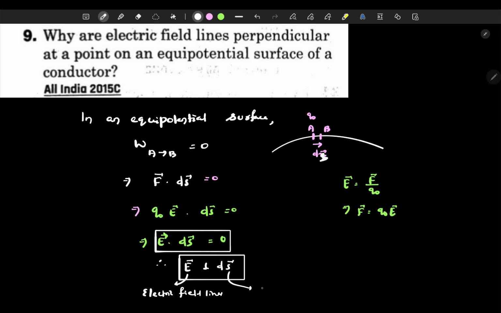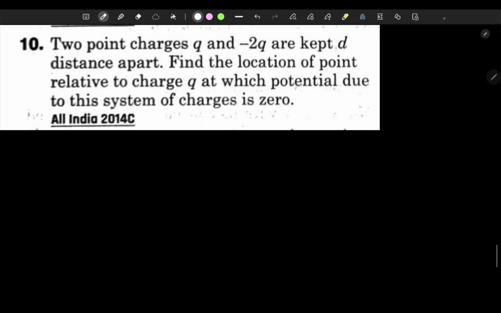So this is your equipotential surface or surface of conductor. It is a part of the surface of conductor. So this is your answer. Like this, you can show why electric field lines are perpendicular to the equipotential surface. I hope it is very, very clear to you.